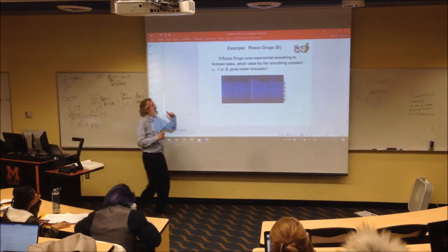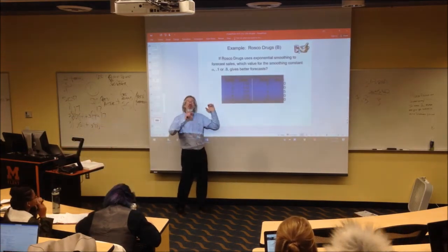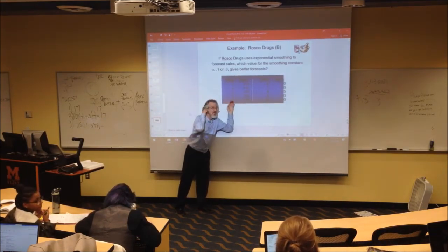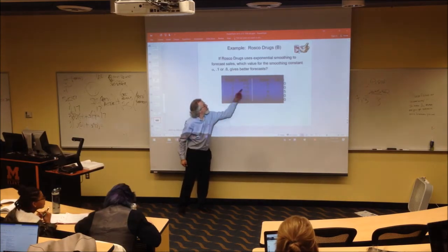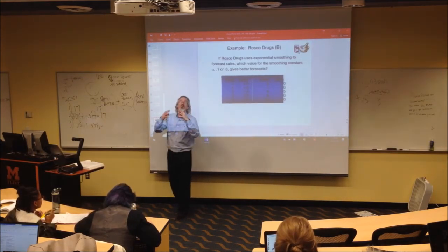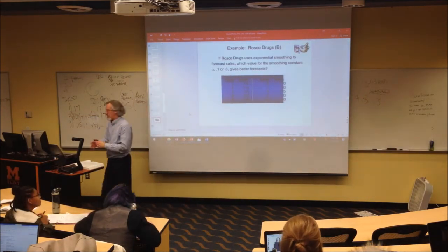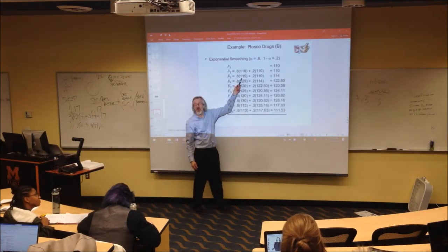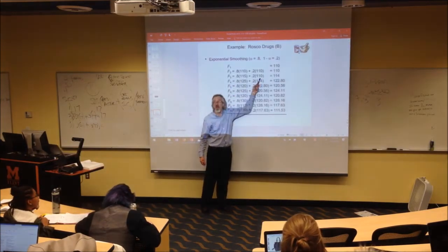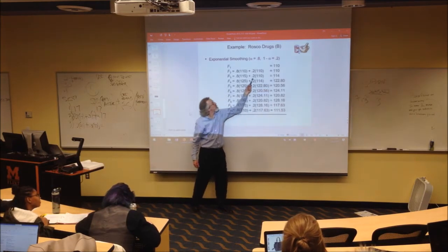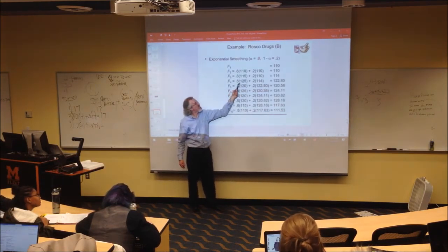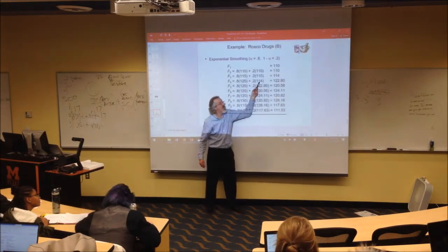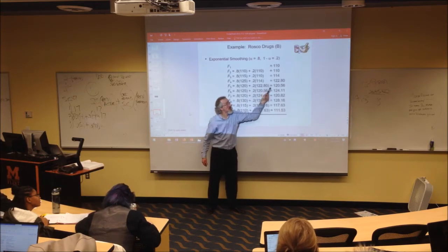But your third forecast is 0.8 times what? Your third period forecast, 0.8 times the actual, 115. Then 0.2 times the previous forecast, which is 110. That gets us 114. We jump down to period 4: 0.8 times period 3's actual, which is 125, plus 0.2 times the previous forecast, which is 114. And it goes on and on.